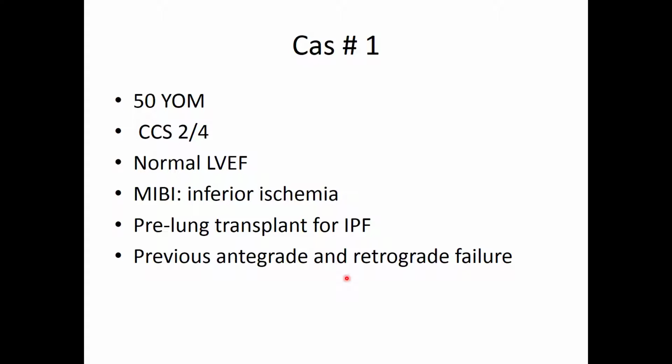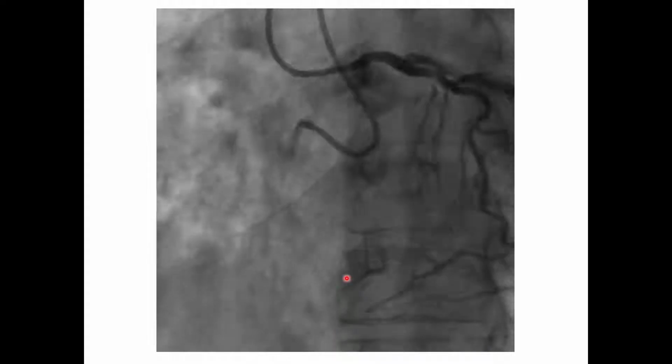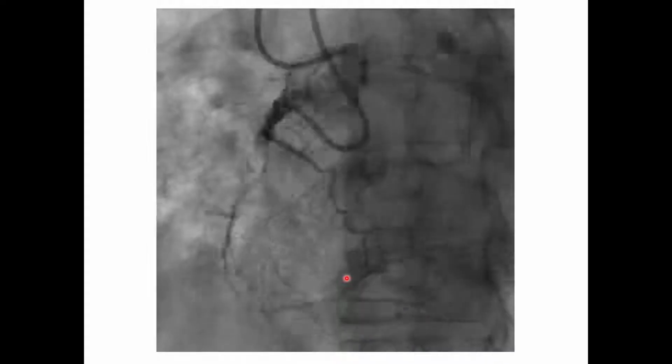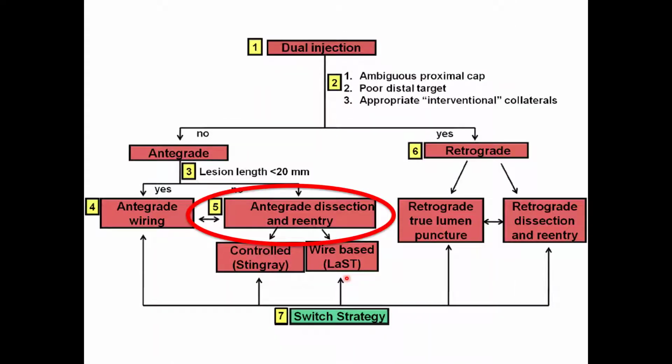So this is a right coronary artery occlusion that was attempted both antegrade and retrograde and failed in both cases. So looking at the algorithm again: long lesions, previous failures, good distal target. We decided to go using the antegrade dissection and re-entry. This is a microcatheter. The wire was going in a subintimal space, so we kept the position of that wire, removed the microcatheter, and went down with the Crossbuss.